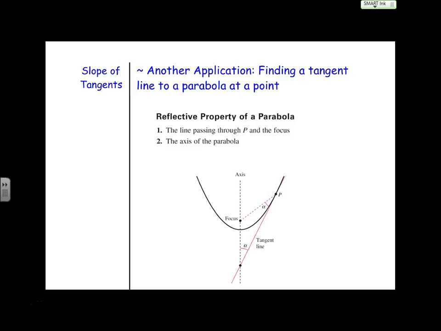The last application, finding a tangent line to a parabola at a point. And we barely introduced this the other day. Long story short, this idea of finding a tangent line to something other than a circle was one of the big reasons as to why calculus was developed, found, discovered, invented. Depends how you look at it.